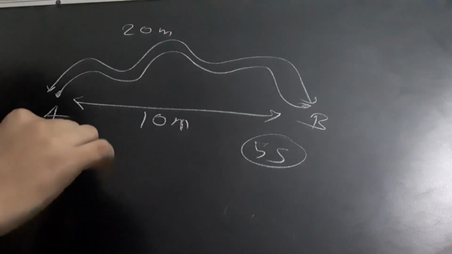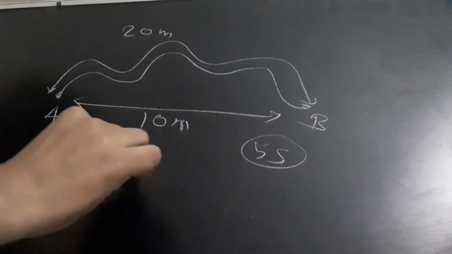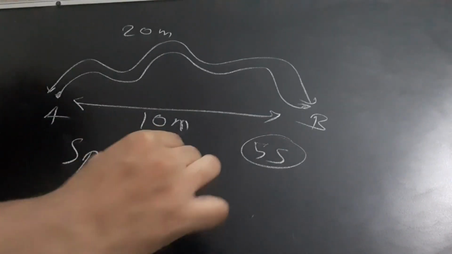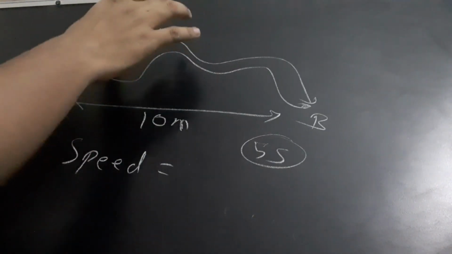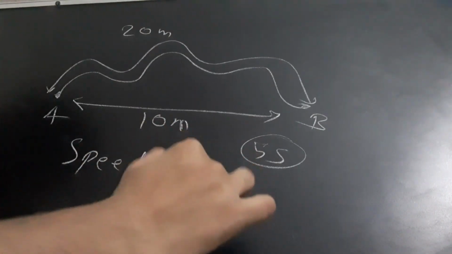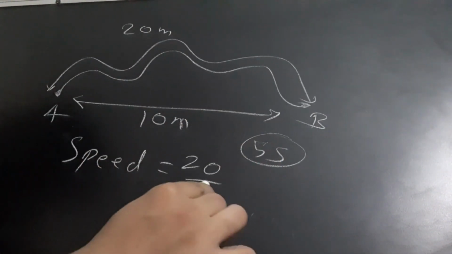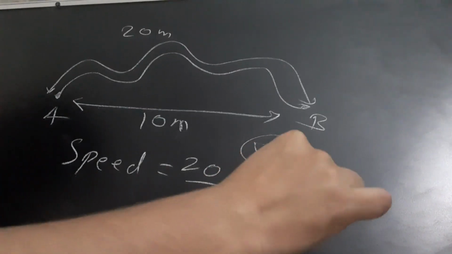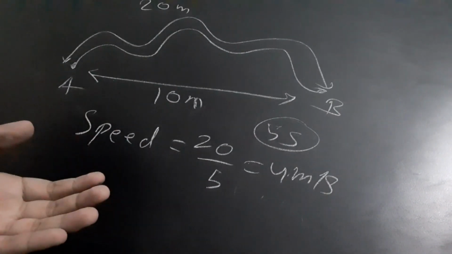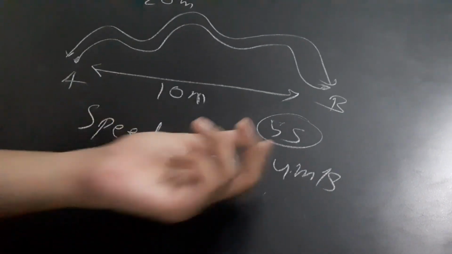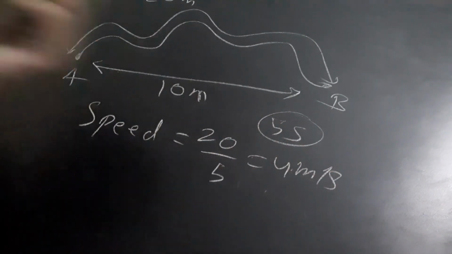So what is the speed in this case? The speed is delta d upon delta t, or the change in distance. So we got 20 meters, and that's in 5 seconds. So 20 upon 5 is equal to 4 meters per second. So the particle is changing its position by 4 meters per second.